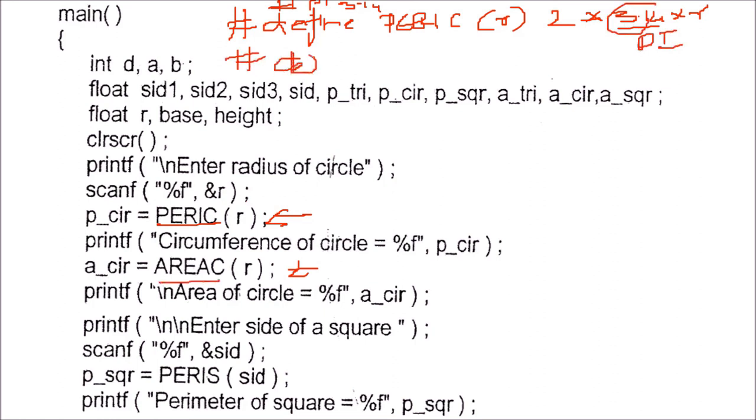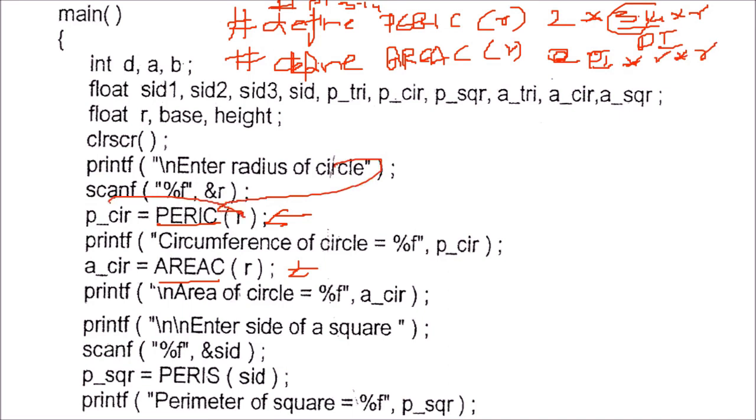So I will write #define, this will be area c. Again I pass r, and this is pi r square, so it will be pi into r into r. So this is how we ask for the radius, pass it here and find out the perimeter of the circle, printed, and then the area of the circle, printed. Similarly, I will encourage you to do it for the square and the triangle.